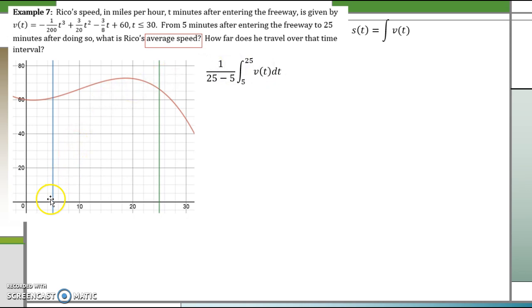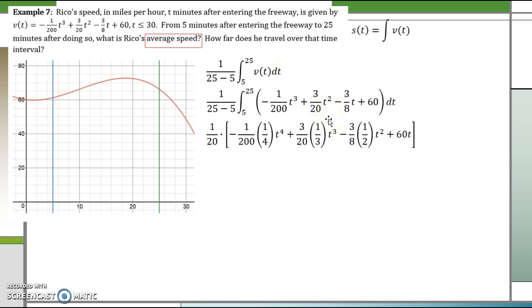So we know that we're going from 5 minutes to 25 minutes, so we want to evaluate from 5 to 25, giving us, substituting v of t in for its real function, and then actually finding the antiderivative. So 25 minus 5 again is 1/20. So I put each step here when I'm finding the antiderivative so you could see where the numbers are coming from. So this would be 1/4 times -1/200, 1/3 times 3/20, and 1/2 times 3/8. That's the part when we're finding the antiderivative.